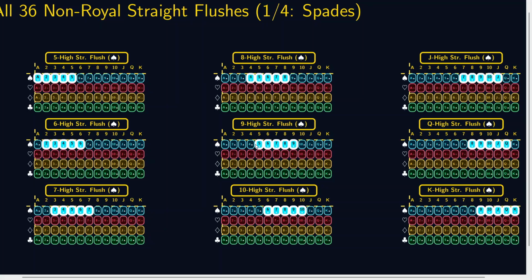Columns 5, 6, 7, 8, and 9, all in the spades row. 5 of spades, 6 of spades, 7 of spades, 8 of spades, 9 of spades. The sixth hand is the 10 high straight flush of spades.